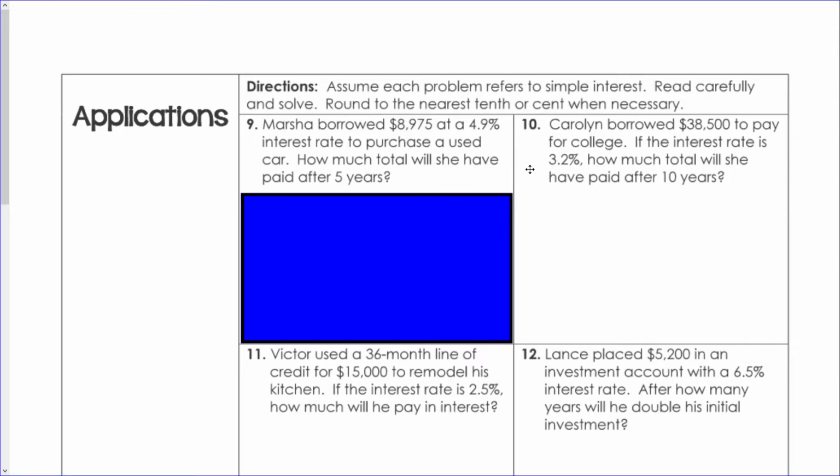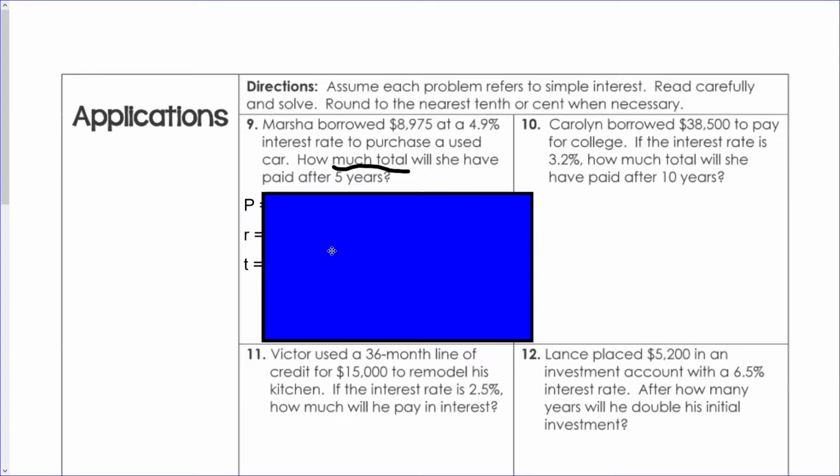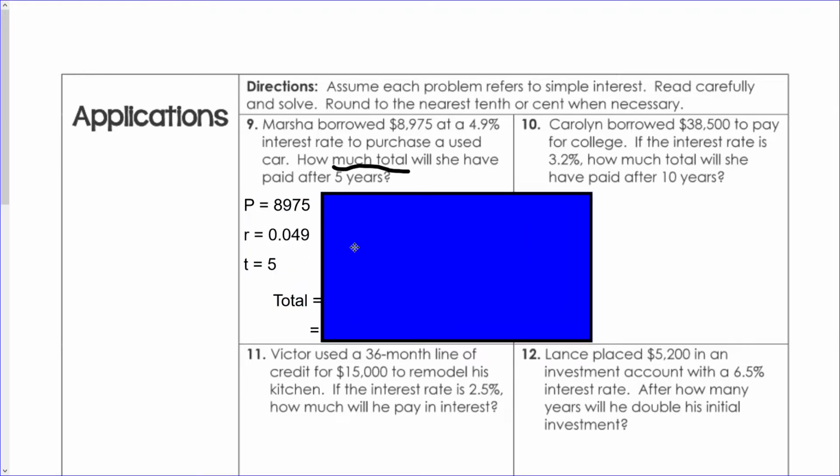So Marcia borrowed $8,975 at a 4.9% interest rate to purchase a used car. How much total will she have paid after 5 years? So there's a little bit extra in this question that you need to make sure you're aware of. Remember when it asks how much total will she have paid? So we have to do something a little extra at the end of the question to make sure we're taking that into account.